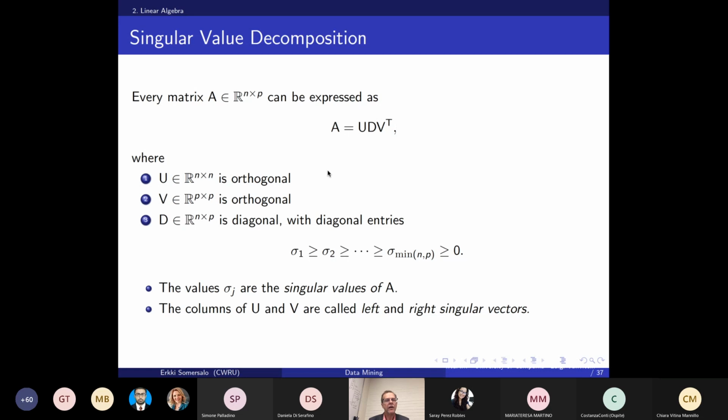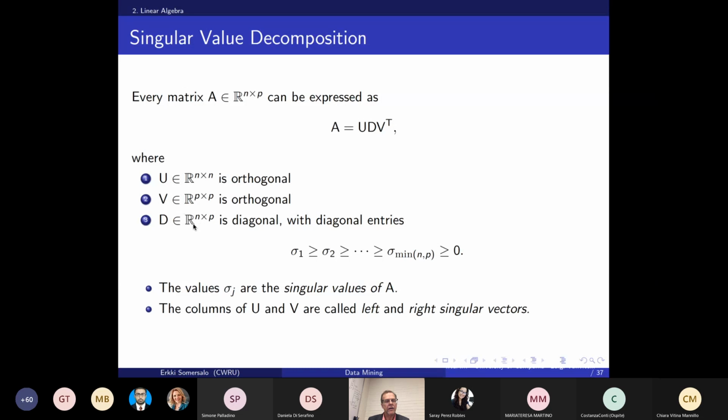And so now here is the very fundamental result from linear algebra, saying that every matrix A, which is a real matrix of size n by p, can be expressed as a product of U, D, V transpose, where U is an n by n orthogonal matrix, so remember, rotation basically. V is a p by p orthogonal matrix, again like a rotation, and then D is a diagonal matrix.